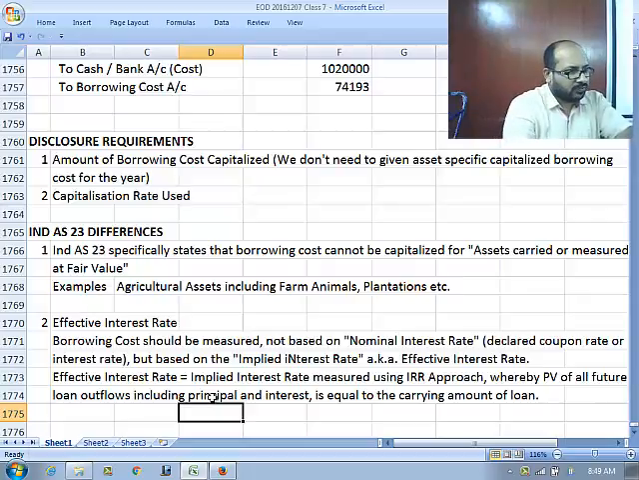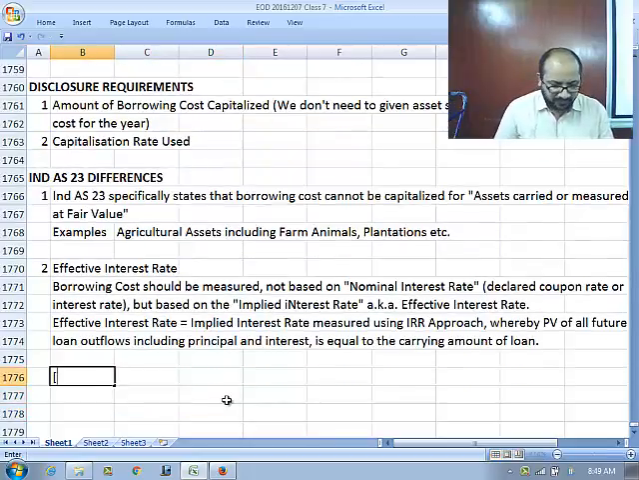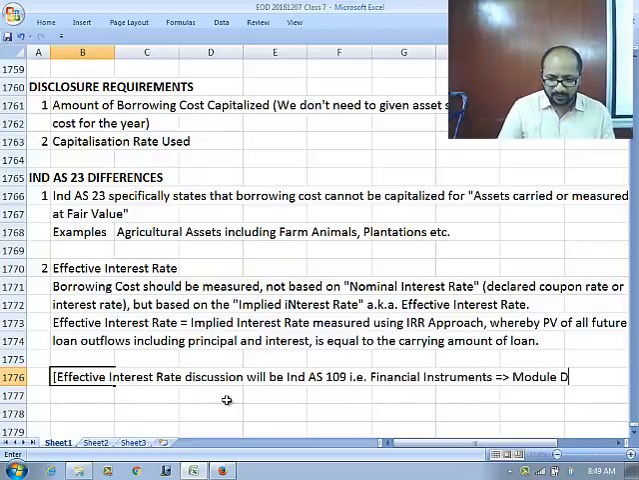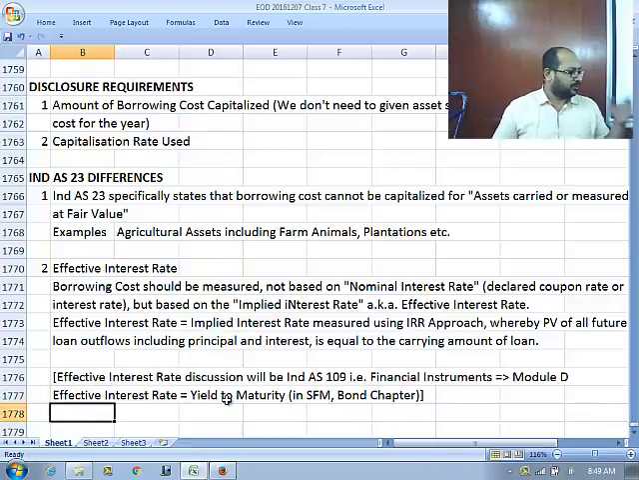In fact, our full class will be speaking only on the concept of effective interest rate when we handle financial instruments. It is a simple idea, but it needs to register. For the time being, just note this. For the sake of reference, I'm just mentioning that the effective interest rate discussion will be in Ind AS 109 Financial Instruments, module D. Effective interest rate is equivalent to yield to maturity in the SFM bond chapter. Both are one and the same. The underlying logic is one; that is what you need to keep in mind.